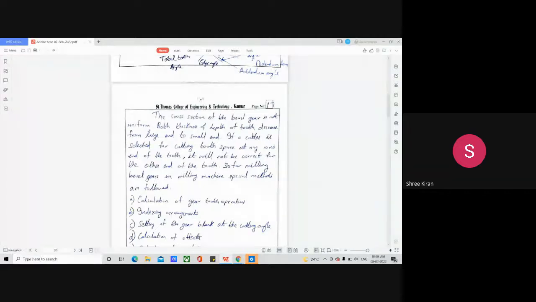The following are the different steps to be followed for milling of a bevel gear. First one is the calculation of the gear tooth proportions. Second one is the indexing arrangement. It is always related to the indexing arrangement.